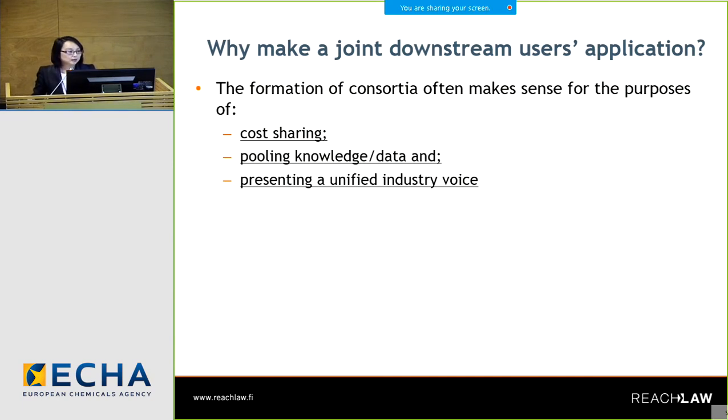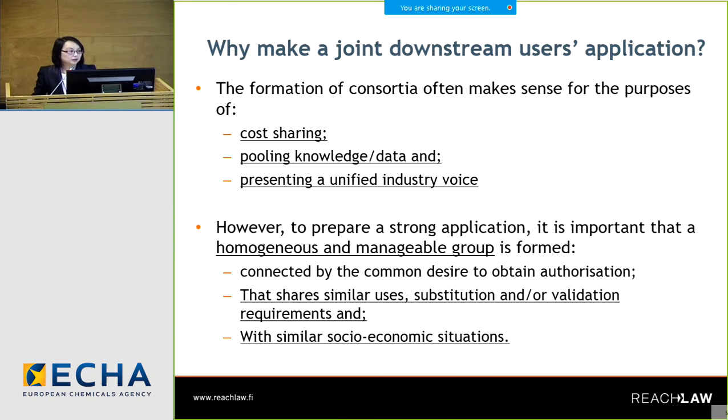So we see there is a lot of benefit for downstream users to apply jointly. However, you still want to have a strong application. You cannot just include anyone in the consortium. It doesn't make sense either. So it is important that a homogeneous and manageable group is formed. They have to be connected by the common desire to obtain authorization. They should share similar uses. They have to have basically the same use.